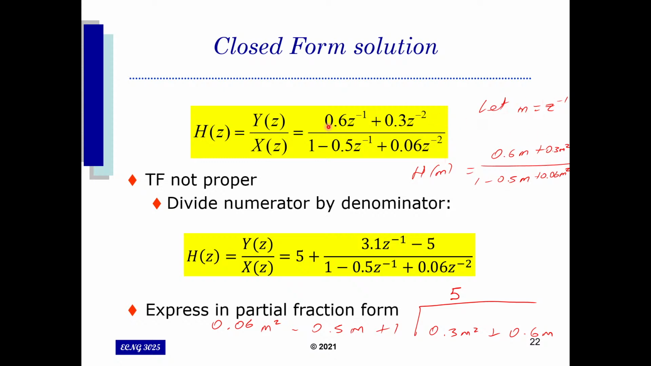So when we did this substitution and transferred from H of z into H of m, we see here that the highest degree is m squared on the numerator, and the highest degree is m squared on the denominator, which doesn't satisfy our partial fraction condition. So we long divide until we have the remainder satisfying the partial fraction condition, and then we just put the remainder divided by the original denominator, and then we just perform partial fractions on this remainder itself.